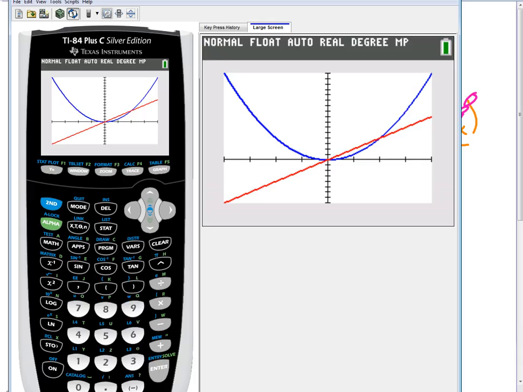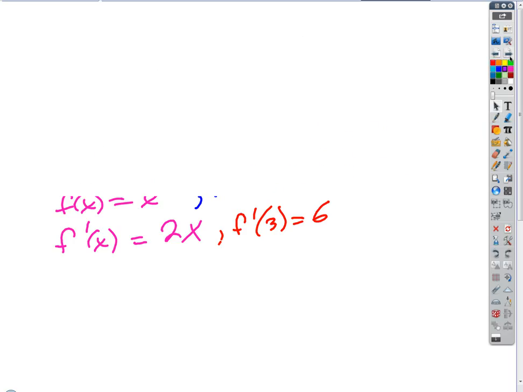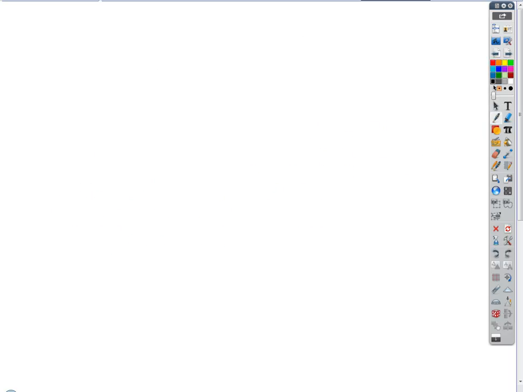Okay, so let's practice this once though. Let's do an example. Here's our function.